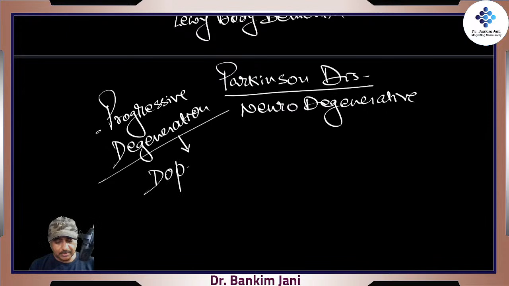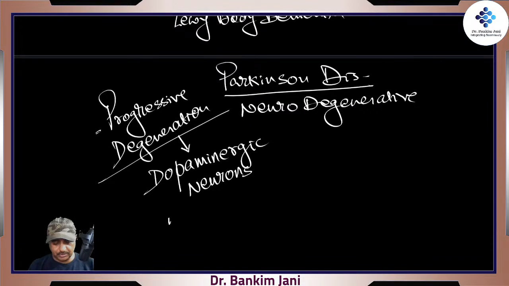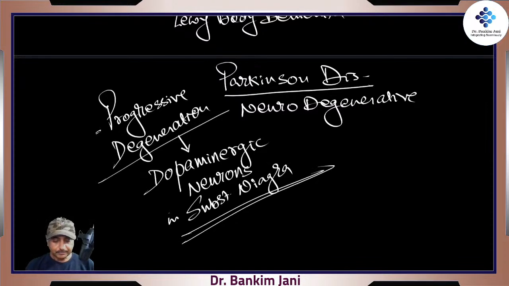Of dopaminergic neurons. Dopaminergic means those neurons which are releasing dopamine. And where are these dopaminergic neurons? They are in the substantia nigra. So dopaminergic neurons in the substantia nigra are progressively getting degenerated. That is what is called Parkinson's disease.